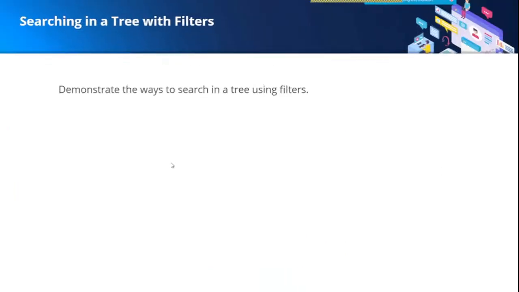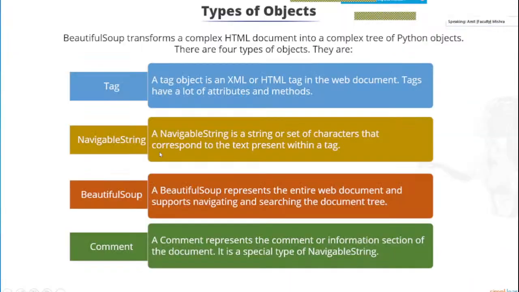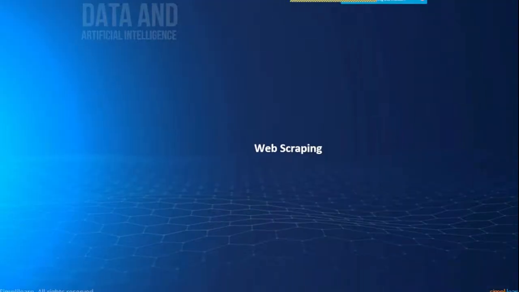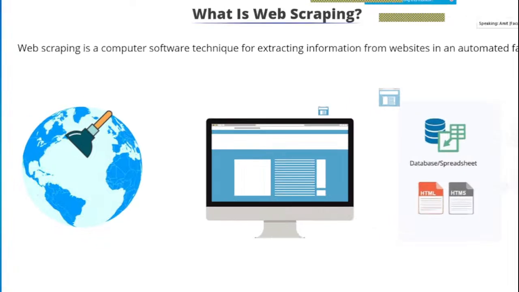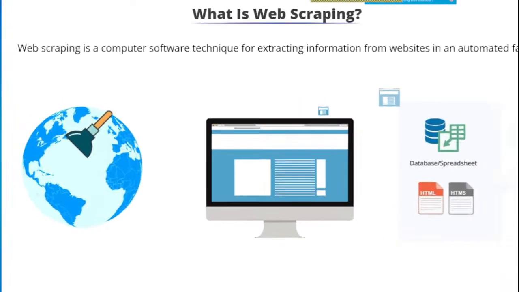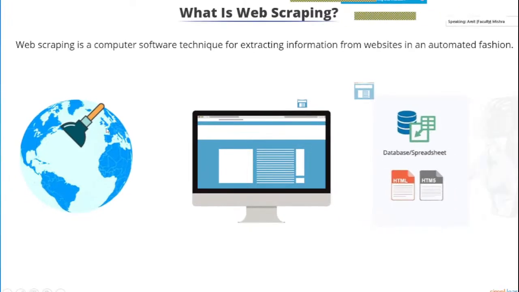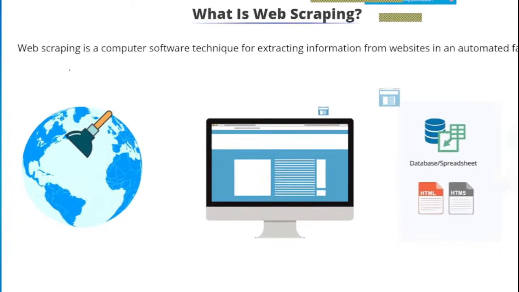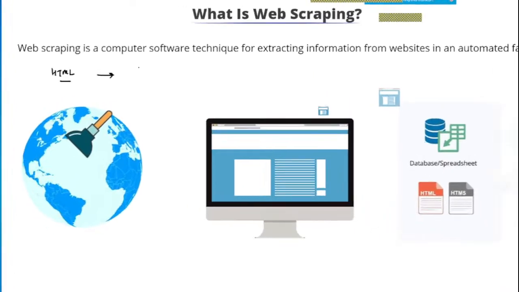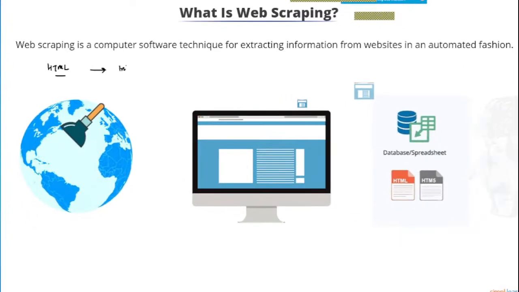Okay. The next part that we are going to start is web scraping. Web scraping is a technique to extract information from a website. Let's take a base first. Suppose we have some HTML code written. In that HTML code, there will be certain important information from a certain website.